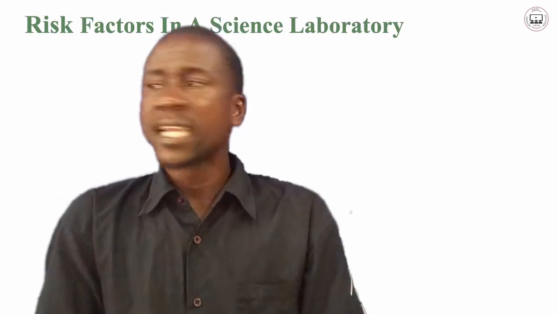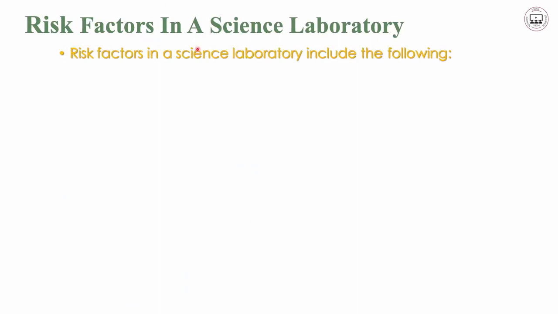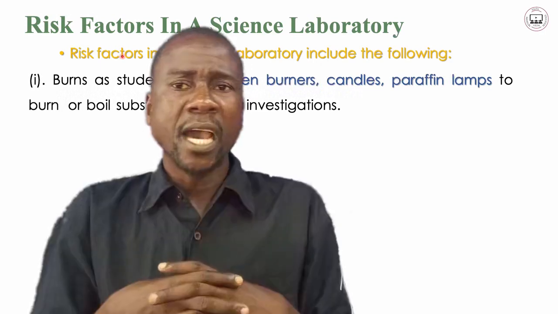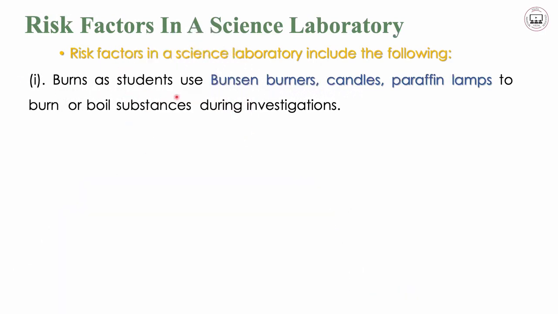Now let us look at the risk factors in a science laboratory. The risk factors in a science laboratory include the following. One, burns. As a student, you are going to use bunsen burners, candles, paraffin lamps to burn or boil substances during investigations.